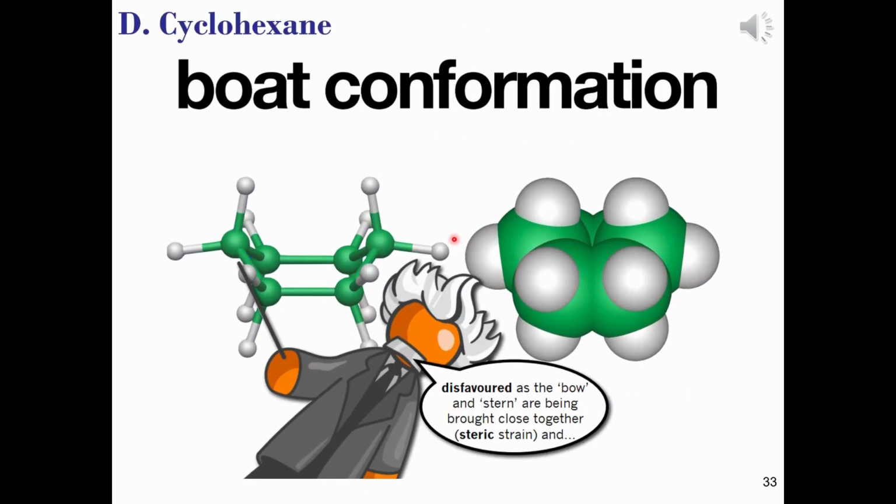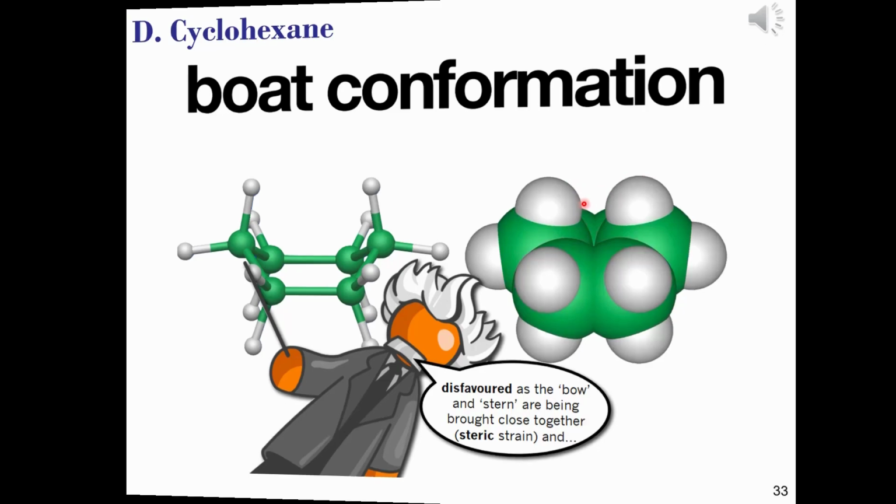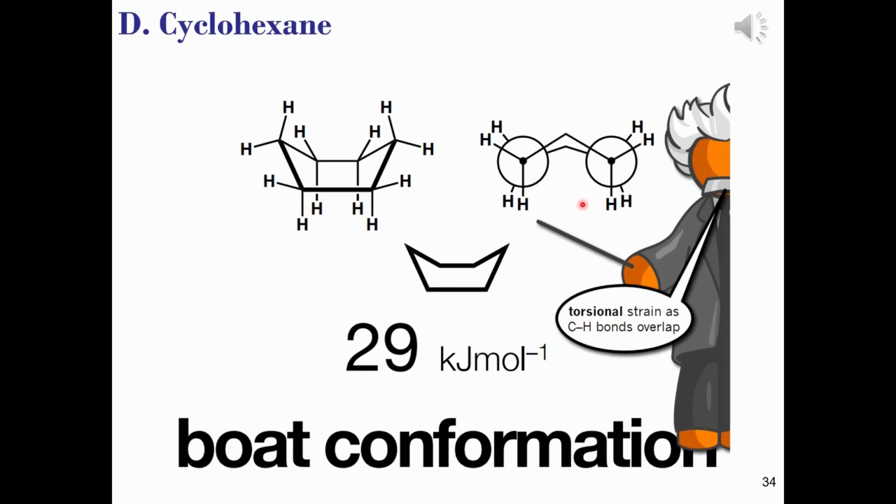Let's have a look at that boat conformation just in a little bit more detail. We can see from the space filling diagram of the boat conformation that the hydrogens at the stern and the bow are being brought into close proximity, and so this causes steric strain. However, there's also torsional strain, and this torsional strain is 29 kilojoules per mole different to that of the chair conformation. And this is easily seen when you look at the Newman projection as the hydrogen atoms are eclipsing each other.